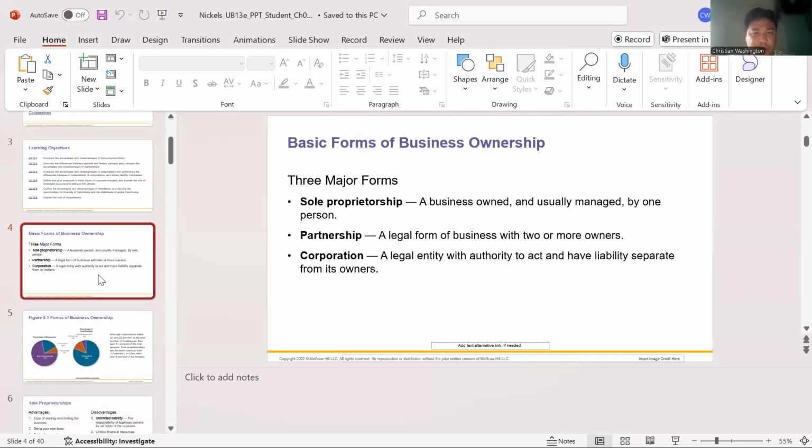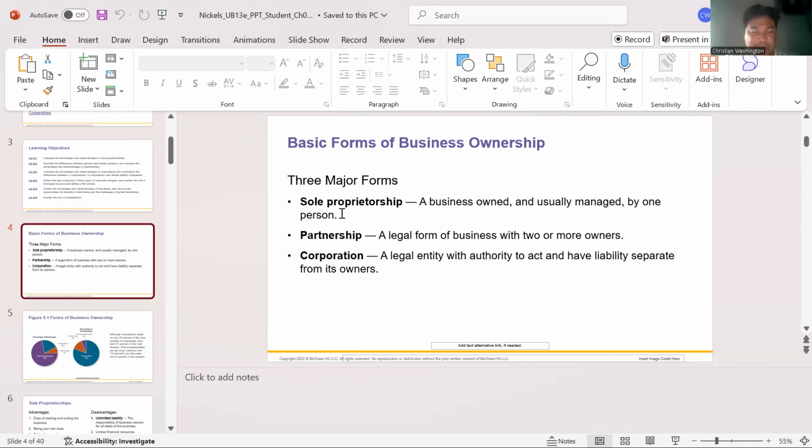I'm going to preface here, these are sort of the three basic forms of businesses: sole proprietorship, partnerships, and corporations. There's many types of partnerships. There's many types of corporations: C corps, S corps, LLPs, LLCs, master limited partnerships, all types of different forms of businesses. But they're really just these three main forms.